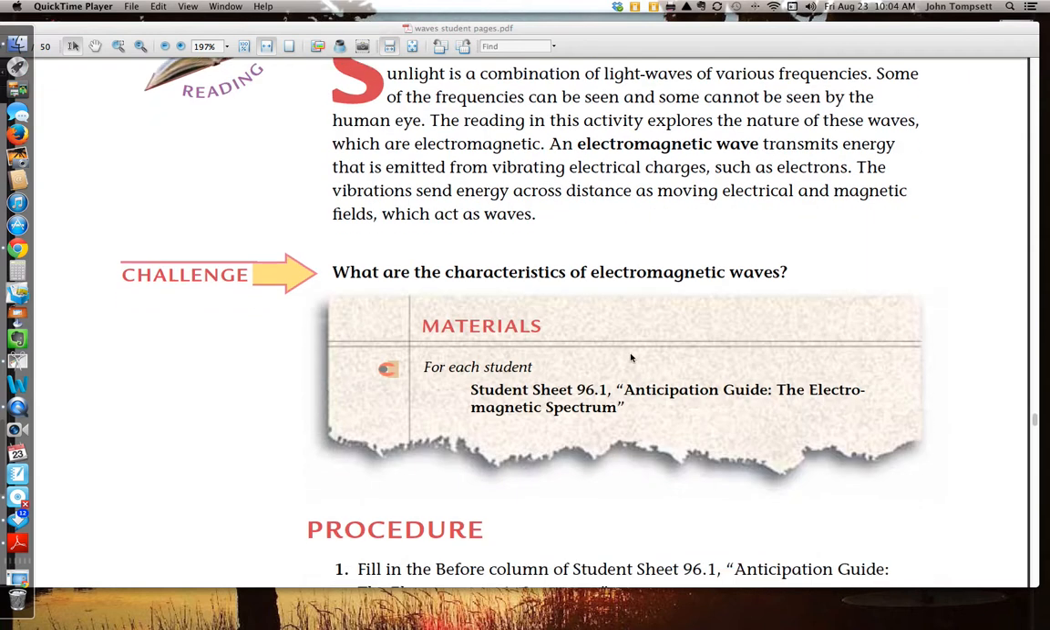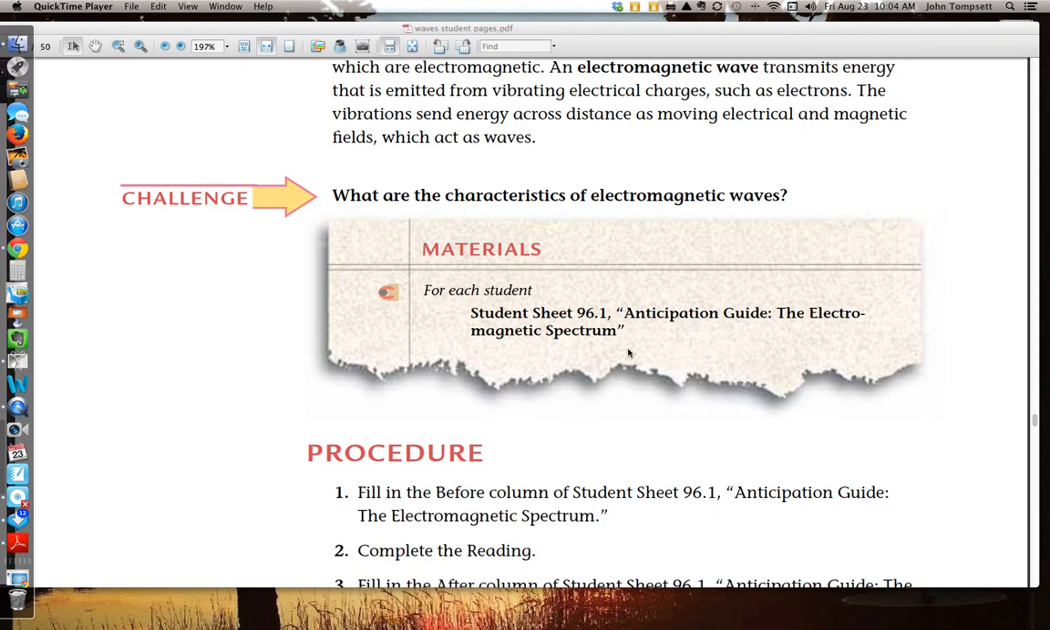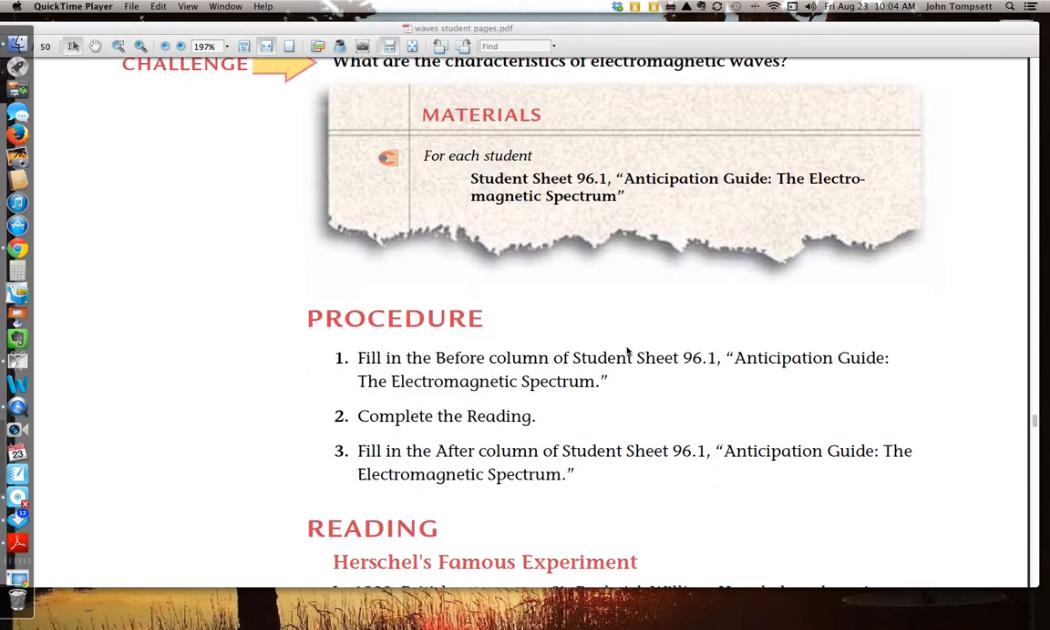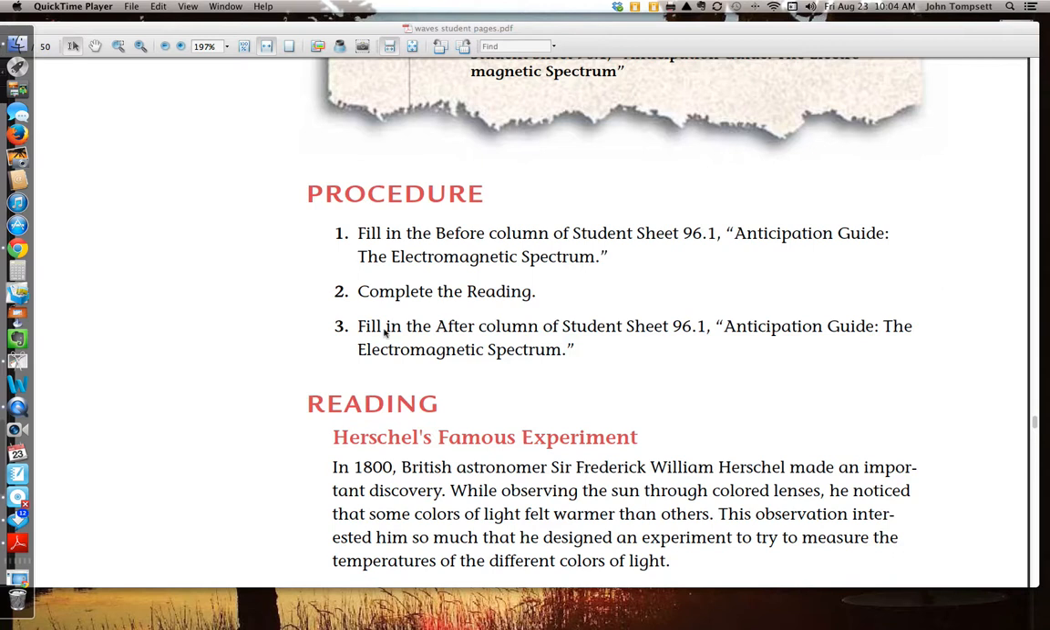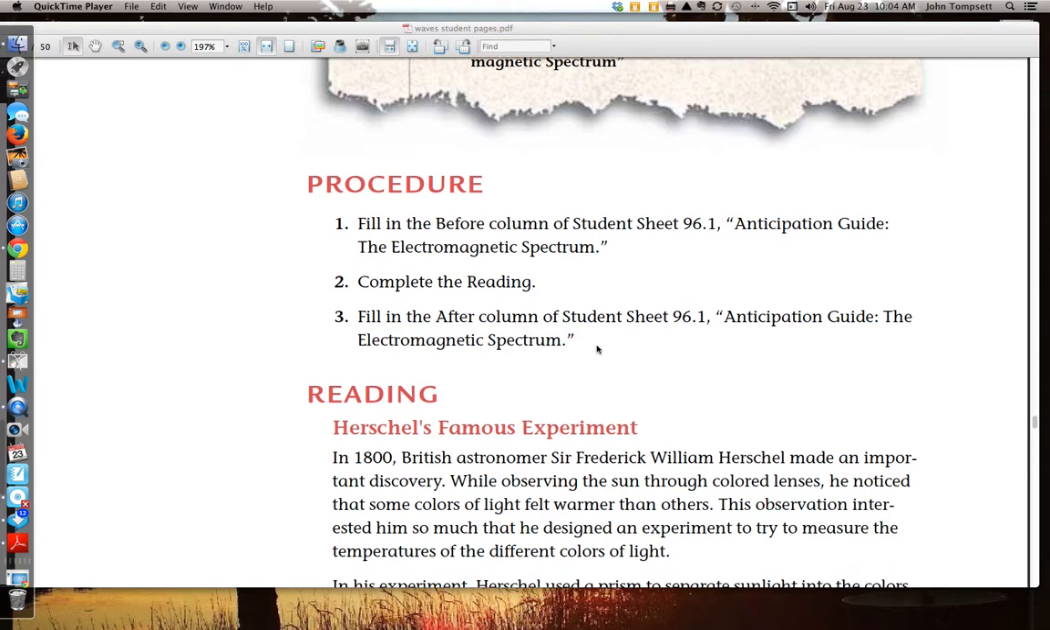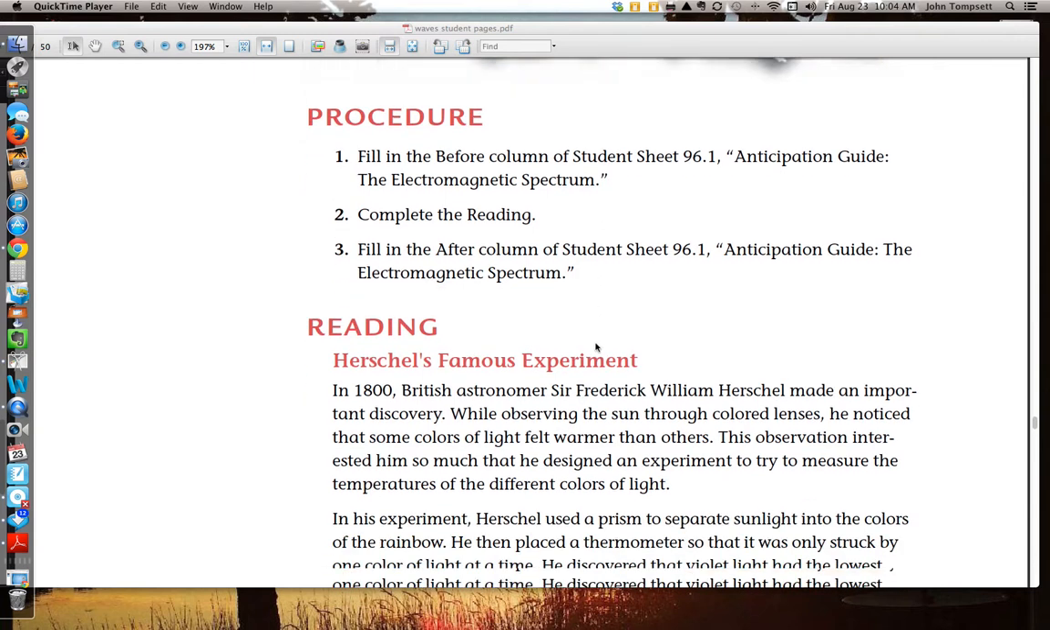Here is the anticipation guide that I asked you to fill out prior to starting this. Hopefully you have. Here's the procedure. You notice at the end you are asked to fill out the anticipation guide again, but this time the after column.